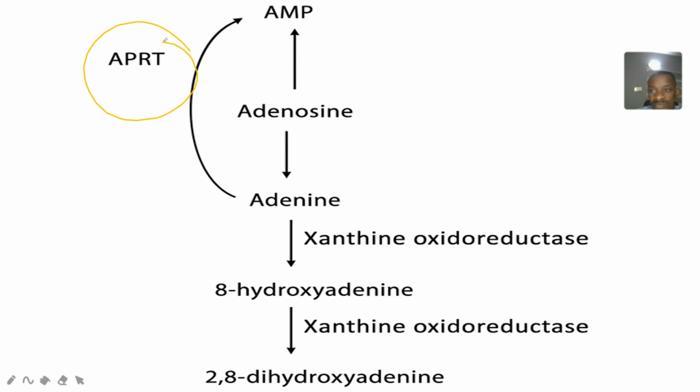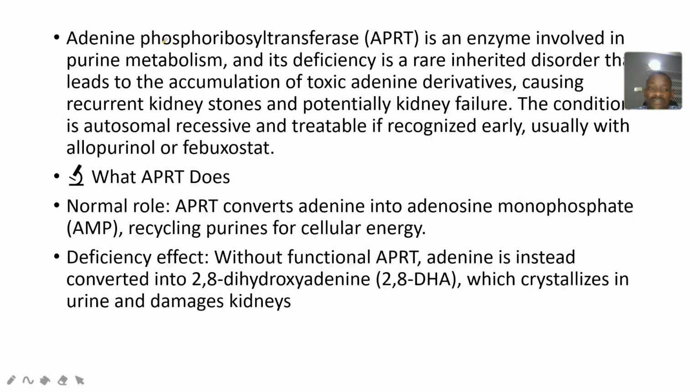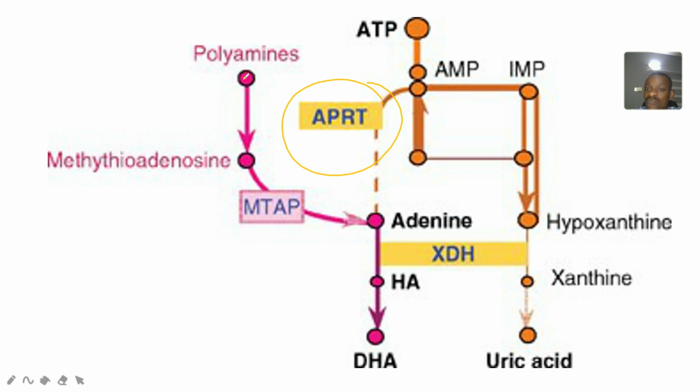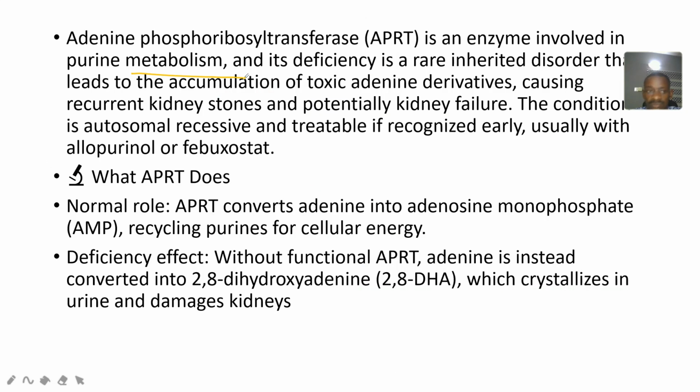Adenine phosphoribosyl transferase is an enzyme involved in purine metabolism. And we study these enzymes because they are important in a lot of pathways. And most of the time, when their levels are low, you have issues. It converts adenine into adenosine monophosphate.